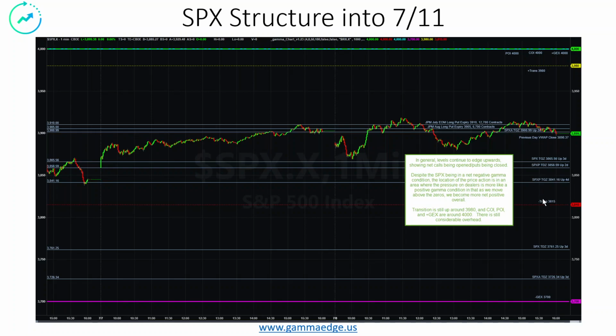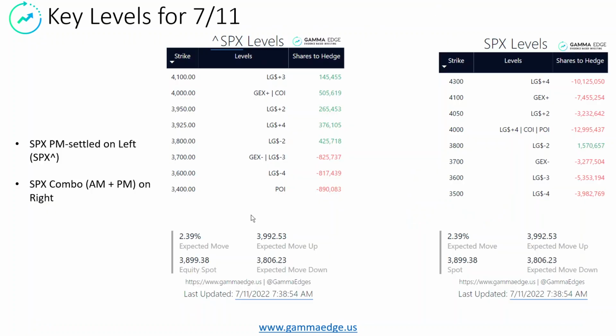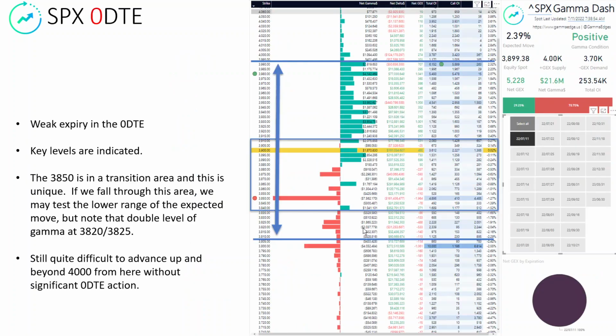And note that pushing downward, we do have different levels in play here, and we'll want to pay attention to that. Here are the levels for today. The SPX PM settled is here on the left. We've got the combo here on the right, and you can read on down where the key levels are and what the adjustments are as we move through those.